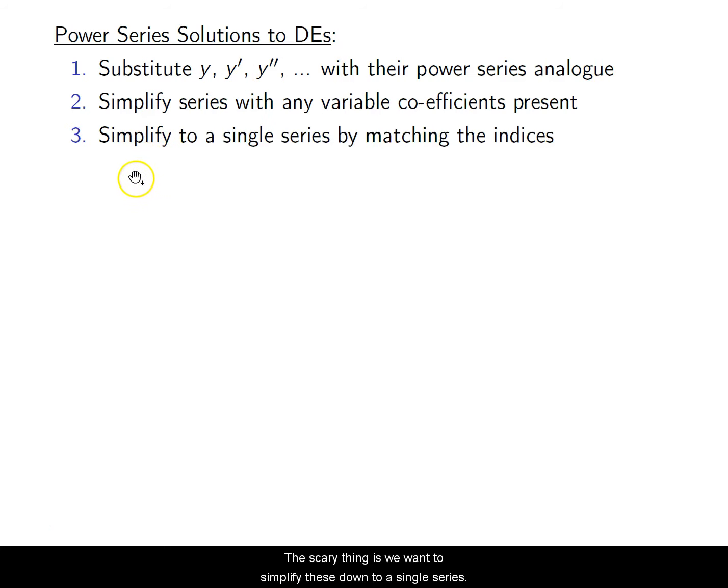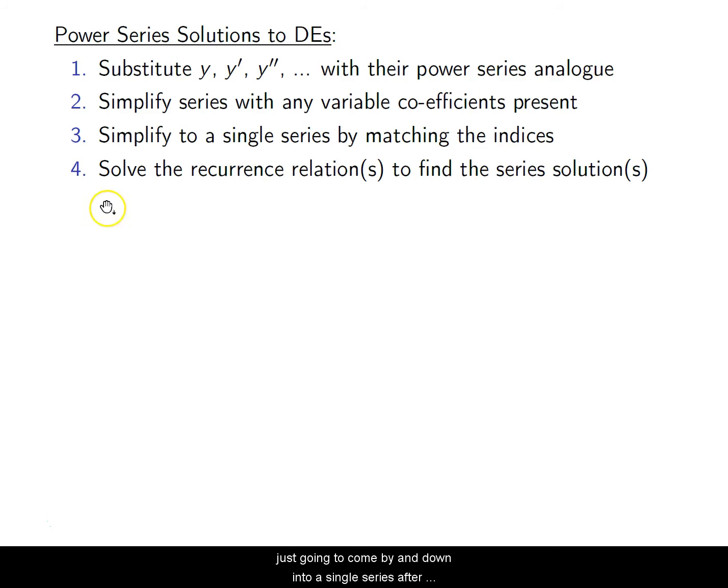The third thing is we want to simplify these down to a single series, and we're going to do that by the example we had at the end of the last video. So we're going to make the indices match up, we're going to make the powers match up, and we're just going to combine it down into a single series.